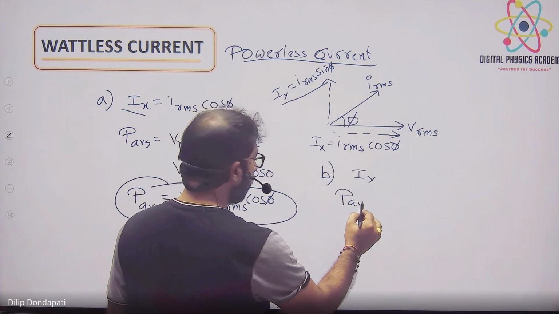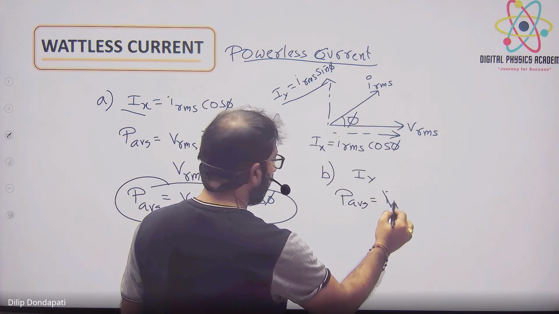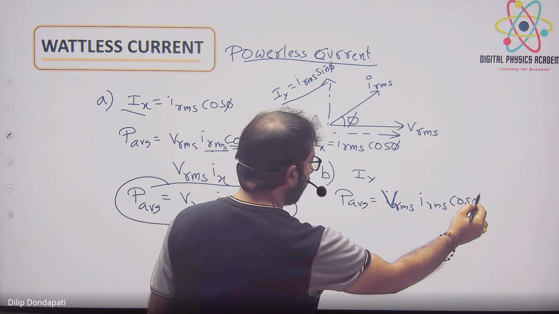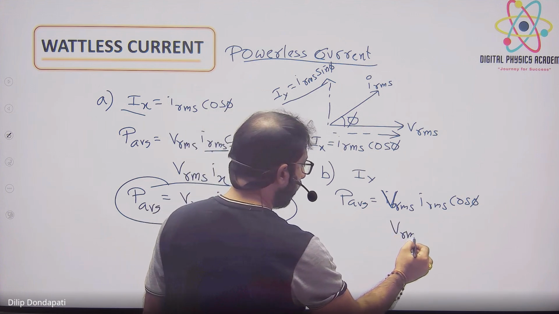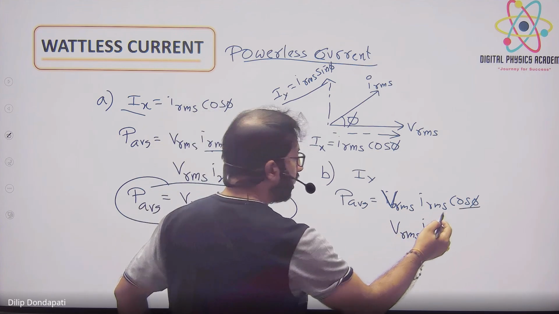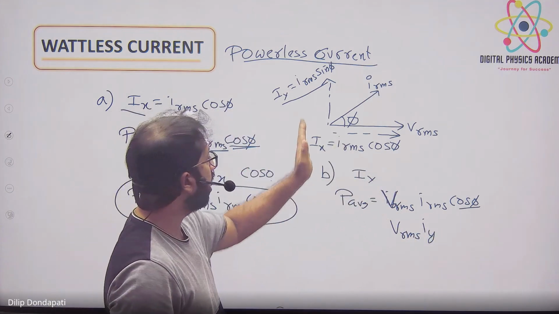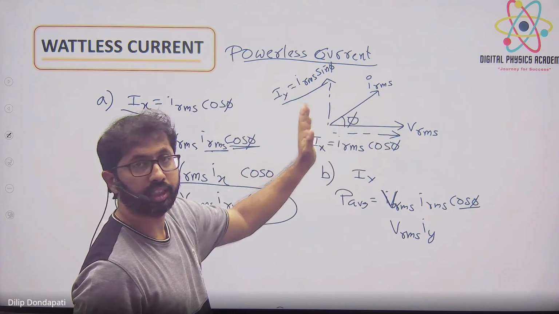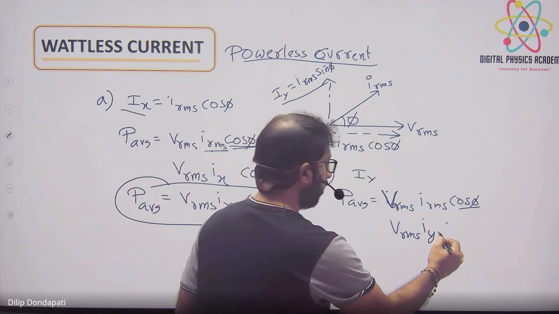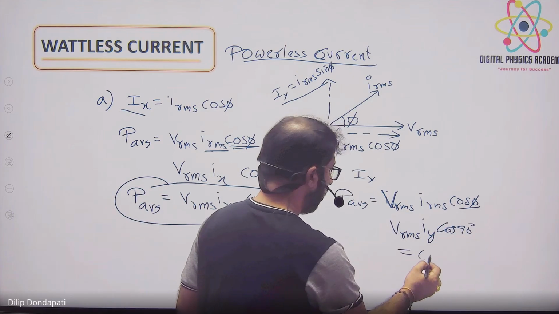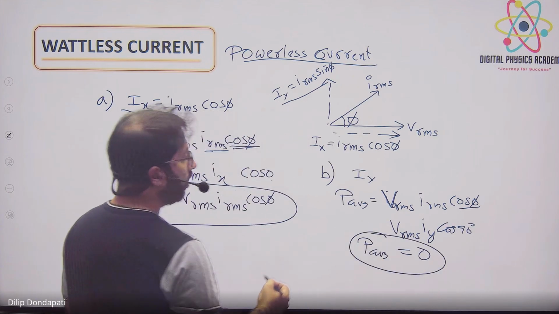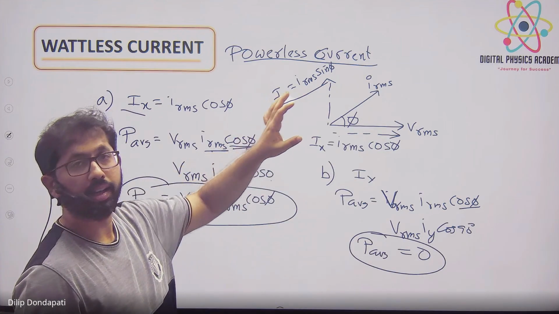So write the P average formula: VRMS into IRMS into cos phi. Here IRMS is nothing but the current IY, and cos phi, where phi is the phase difference between current and voltage. How much is the phase difference in this case? It is pi by 2, 90 degrees. Cos 90 is 0. So that means the average power because of this current is 0. That's why this current is called wattless current.